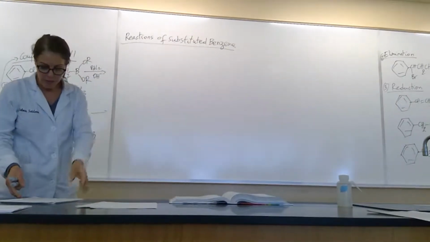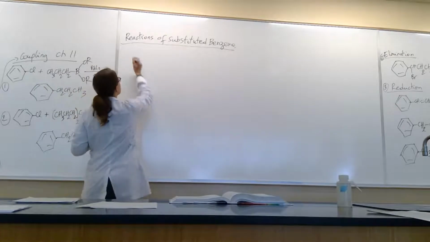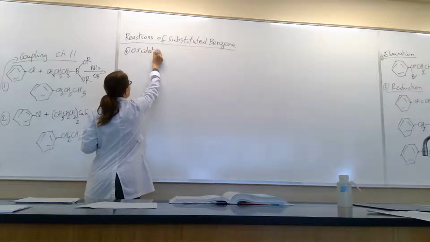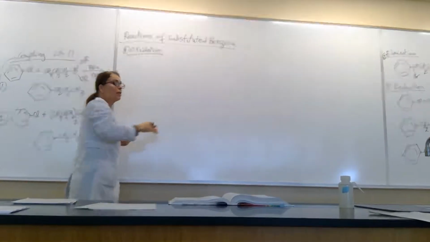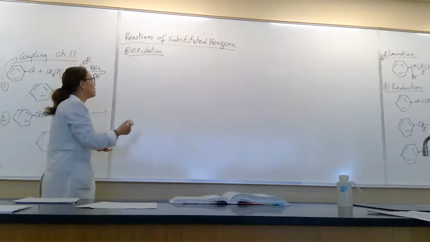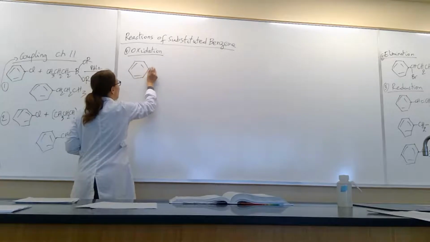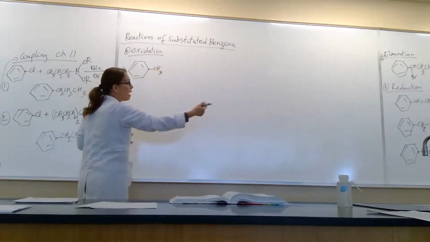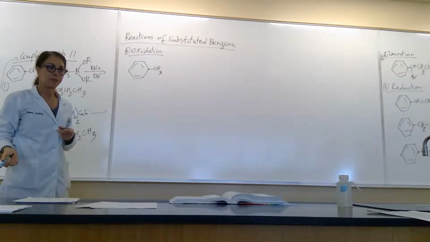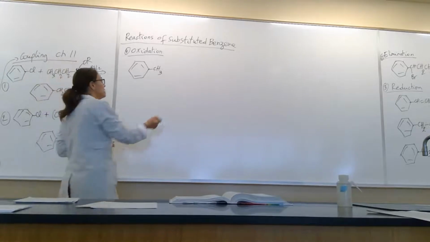Okay, so what's left is oxidation. The last category is oxidation. And of course, all these will happen on the substituent, not on the ring. It's on the substituent. So here we go. If I have the last benzene that I put, this is toluene, okay? And I put chromic acid.